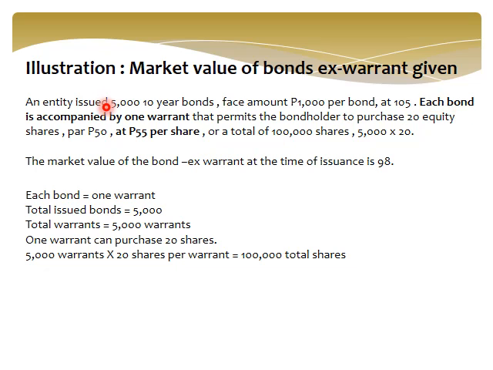Anong sabi ulit? Yung each bond daw, ilan lahat ng bonds? 5,000. Each bond is accompanied by one warrant. So, therefore, since yung total bonds natin is 5,000, therefore, yung total warrants din natin is 5,000 kasi each bond is accompanied by one warrant. Ang sabi, yung one warrant permits the bondholder to purchase 20 equity shares. Pag meron ka isang warrant, makaka-purchase ka ng 20 equity shares. So, 5,000 warrants times 20 shares per warrant. Total shares na pwedeng ma-purchase is 100,000 total shares.